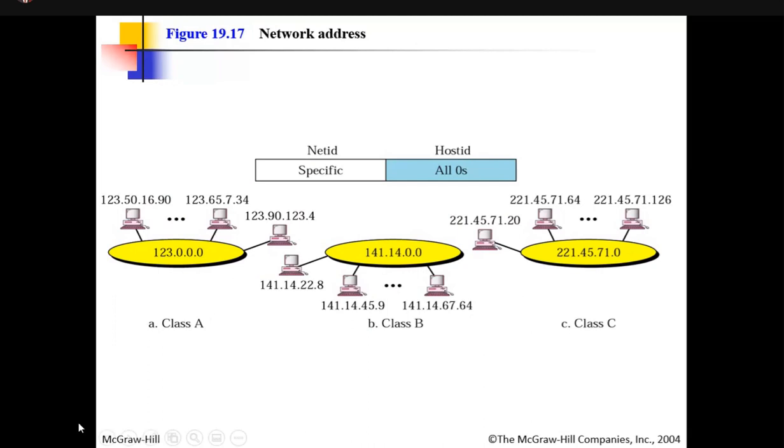Now one example of class A, class B, and class C. Suppose this is a network ID for class A, so these will be the host IDs. For class B, suppose this is the network ID, so these are the host IDs. Suppose this is the network ID for class C, so these are the host IDs. This is an example for these three: class A, class B, and class C.